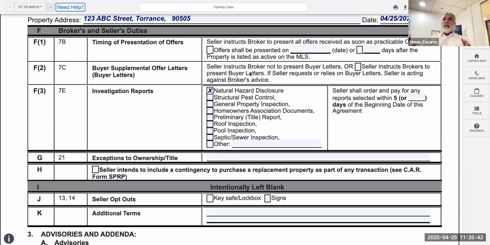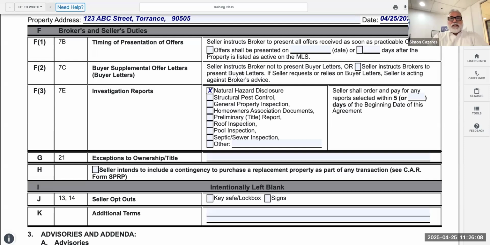And some agents do that so they're not bombarded with offers constantly coming in. All offers will be presented to the seller on one given date and time. So again, that's a conversation you're having with the seller, and the seller makes that ultimate decision if they want them as they come or they want them all in a specific date and time. Does that make sense? Okay.